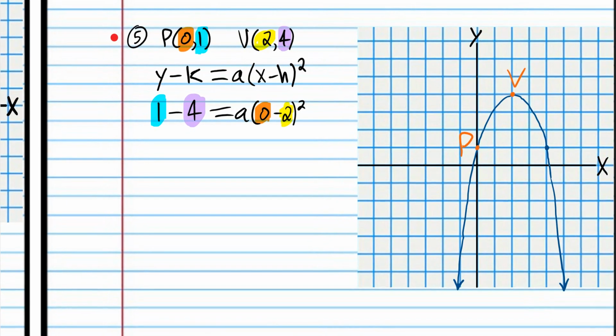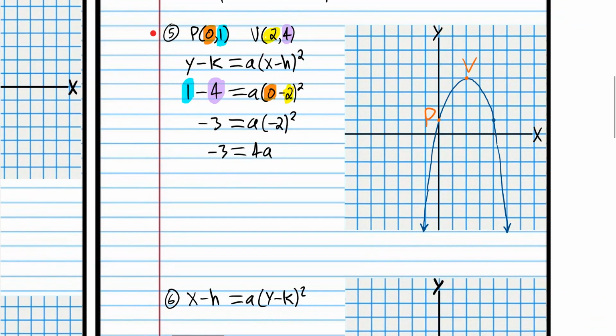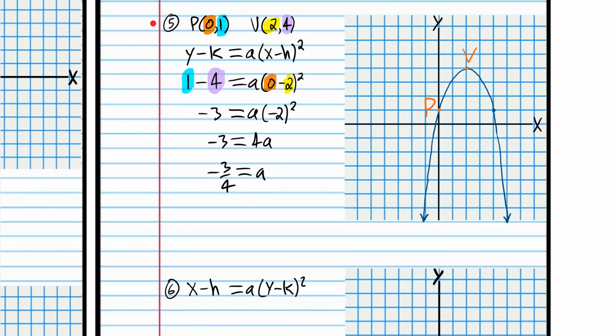So plugging in these numbers, we can now find a. That's what we need. So we have negative 3 is equal to 4a, and a is equal to negative 3/4. Now that we have that information, we can write the final form of the equation. y minus 4, and I got that from the purple, is equal to the a value, which we just found is negative 3/4. So maybe I should notate that. I got that from there. Times x minus 2 squared. And I got that number from there. So that is the equation of that parabola.